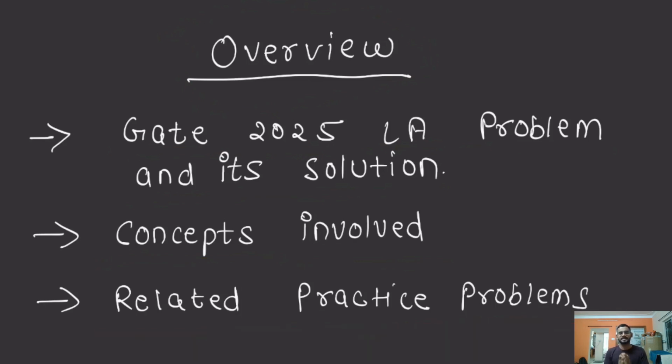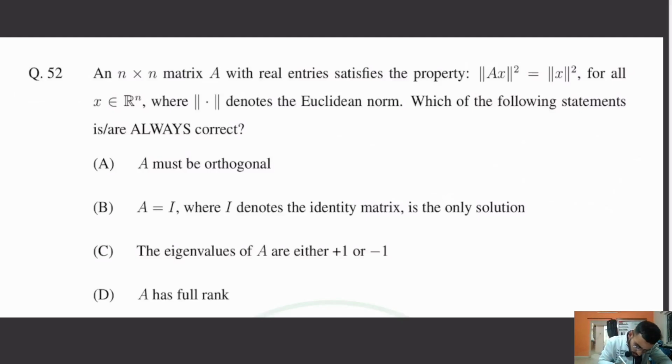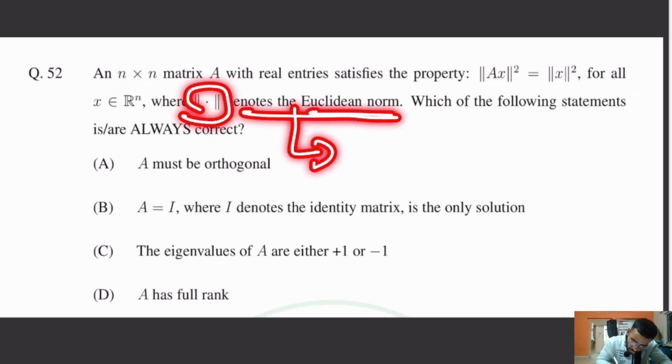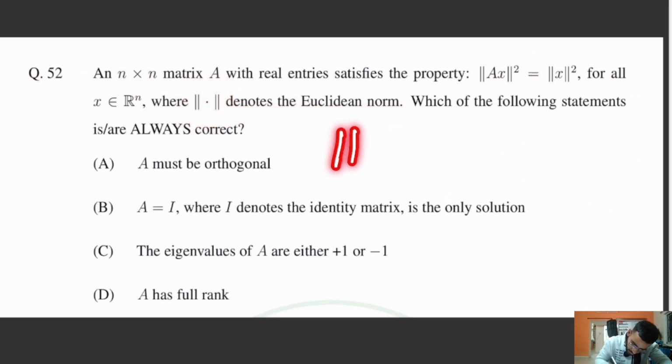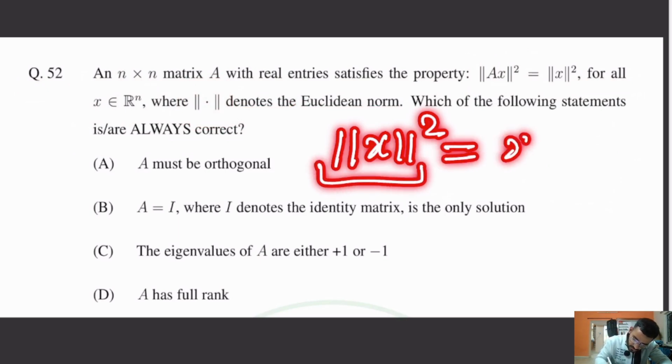So, let's begin. The problem is: an n-cross-n matrix A with real entries satisfies the property that norm of Ax squared is equal to norm of x squared for all x belonging to Rn, where this norm denotes the Euclidean norm. By definition of the Euclidean norm, norm of x squared can be written as x transpose x.